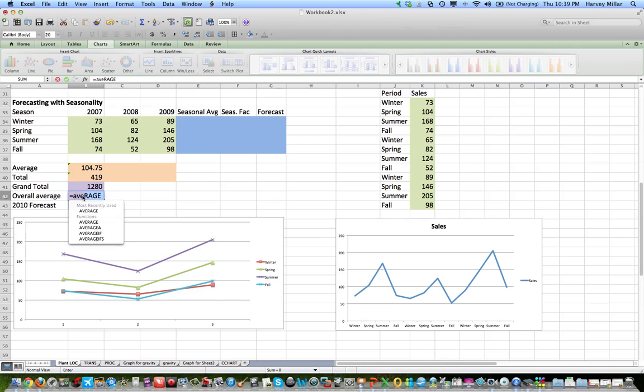Overall average. So now I'm going to take the average of all of the data. And we need to generate a 2010 forecast. How do we do this? We'll figure that out. So now I'm going to drag these values here just to fill that. So we see the average demand for 2007 was 104. Average demand for 2008 was 80.75. Average demand for 2009, 134.5. All right. The overall average here happened to be 106.